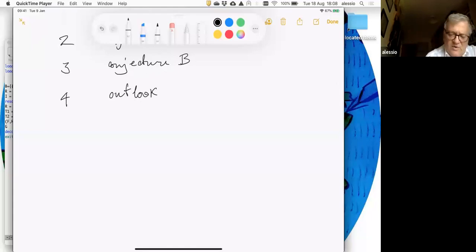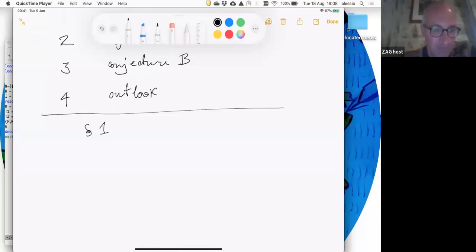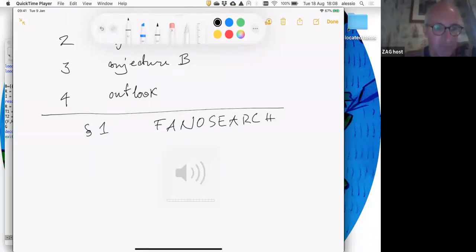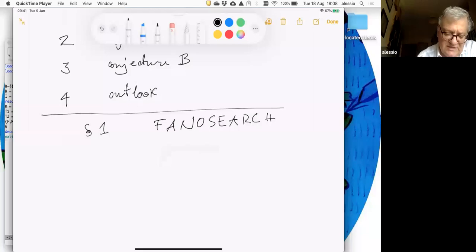Let me start right away with the first section. Okay, so Fano search. I wonder if I can perhaps even increase the volume a bit. Okay, there we go. Sorry?